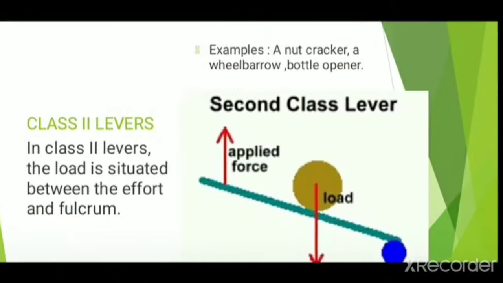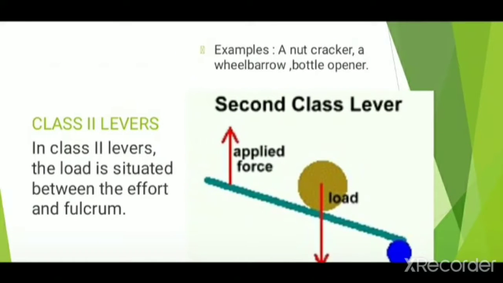Now coming on to class 2 levers. So in class 2 levers, as you can see again in the diagram, the load is between the effort and the fulcrum. So here the load is always situated between the fulcrum and the effort. Examples we can take are the nutcracker, wheelbarrow and the bottle opener.